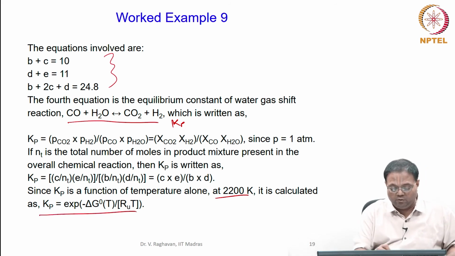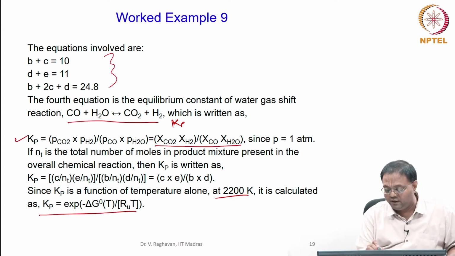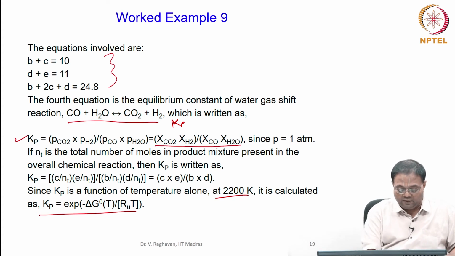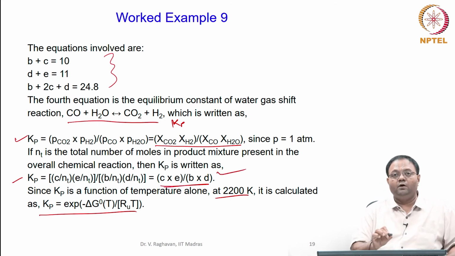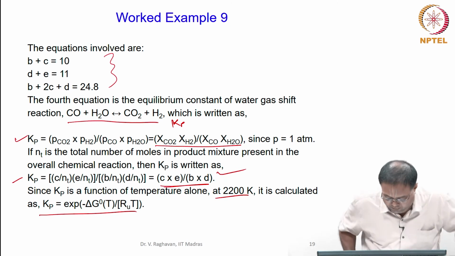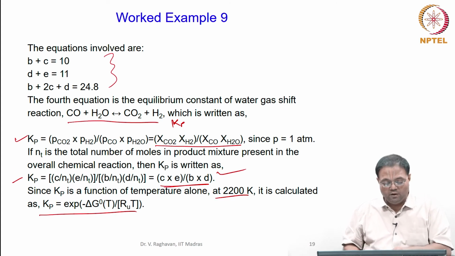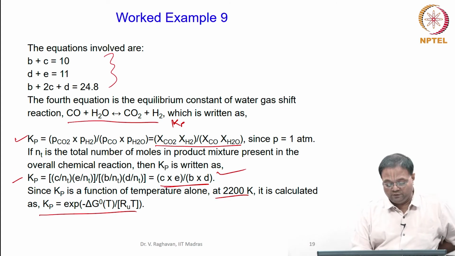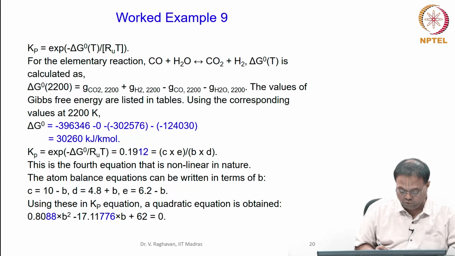Once the Kp is known, define Kp using the partial pressures or mole fractions like this, and get the Kp in terms of B, C, D, E. So I am getting the Kp value like this. So I know the Kp value in terms of the number of moles of CO, CO2, H2O and H2. That is what I have written here. Now, how to calculate Kp? It is a function of temperature only, so use the Gibbs function change. That is what we are going to do next.